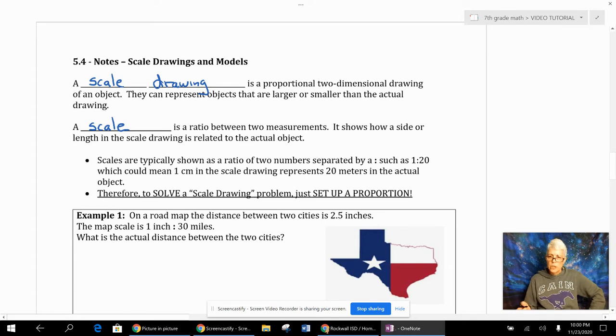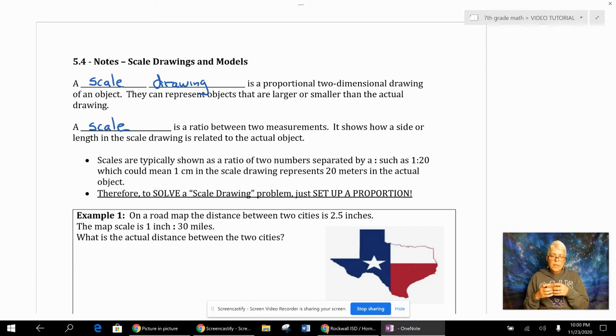Now, we've talked about ratios when we started this whole thing back in the last unit, Unit 4, that you were just tested on. The very first day of that unit, we learned about ratio. A ratio is just a comparison of two quantities. So that's what scale is. It's a comparison of two quantities.